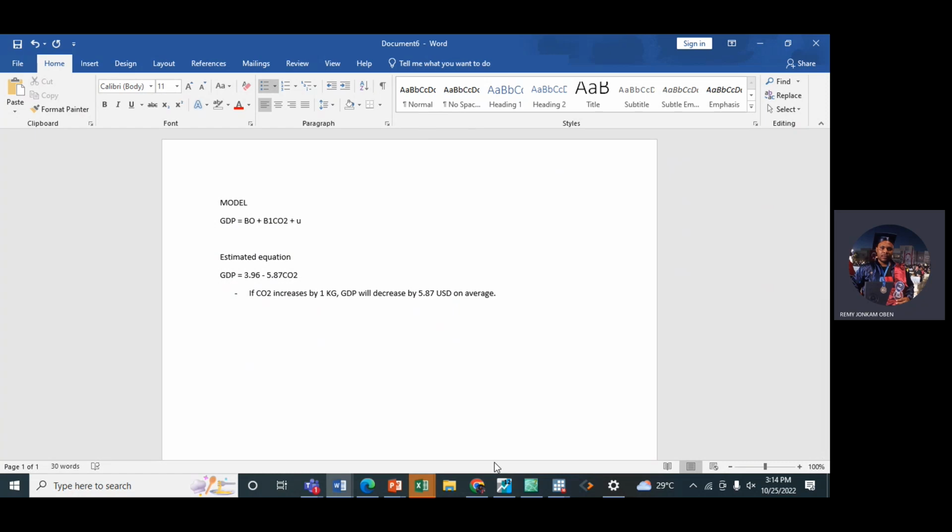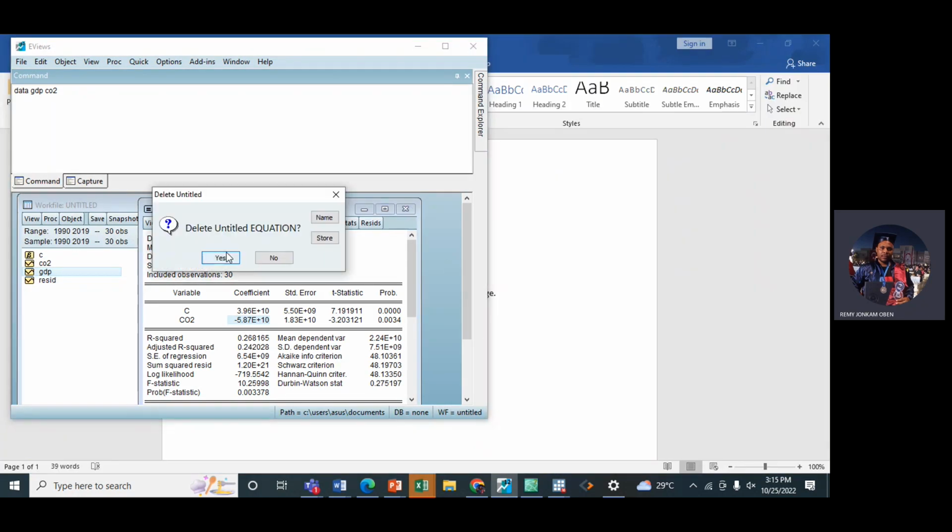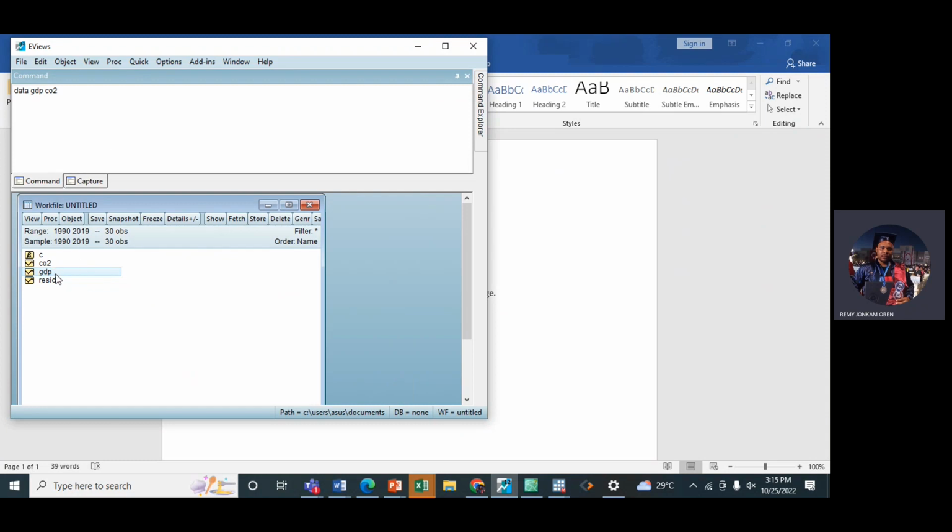Okay, let's do log. So let's do log. This model was a level regression. So let's do log. So it means here I'll put log GDP and log CO2. So I'll go to eViews. I'm deleting this. So in eViews, I have my GDP and my carbon dioxide.